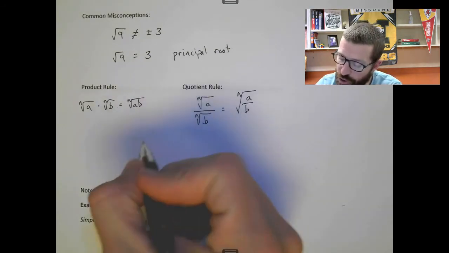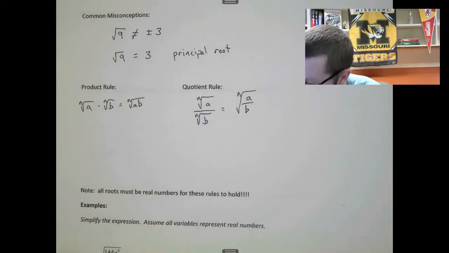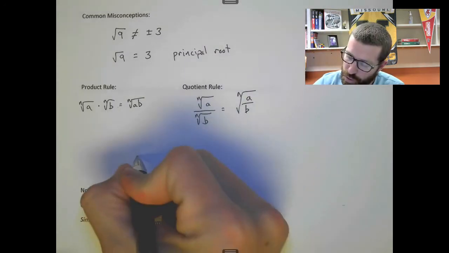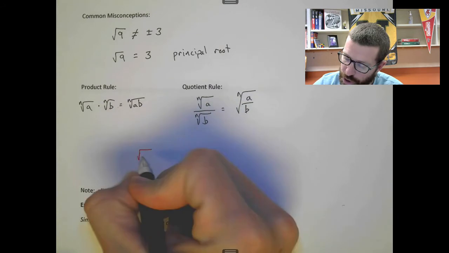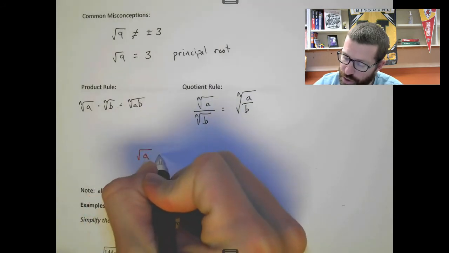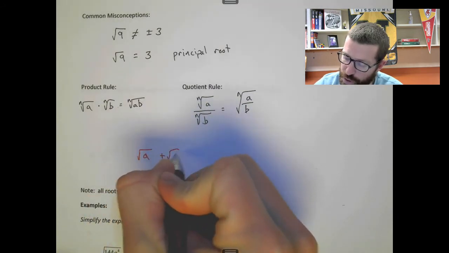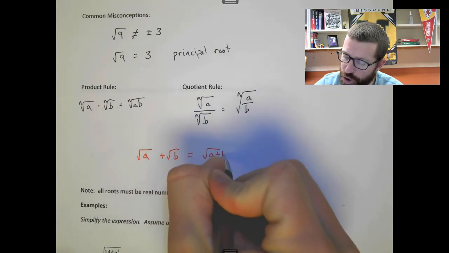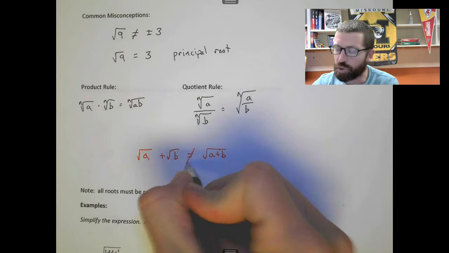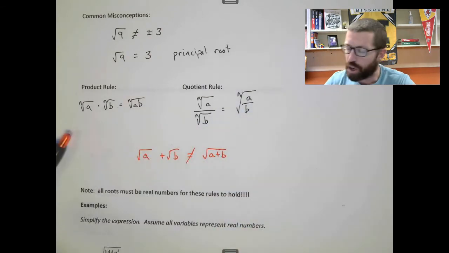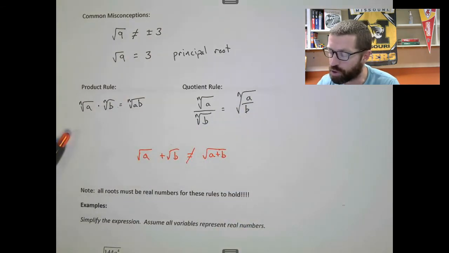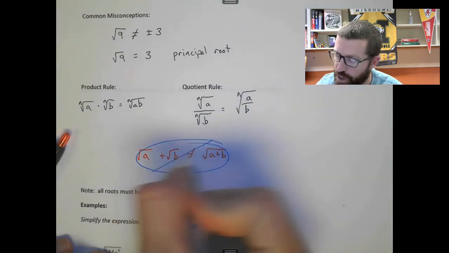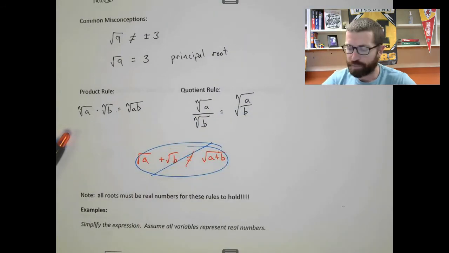One thing that is not true, so let's write it in red, is that the square root of A plus the square root of B is equal to the square root of A plus B. When you add and subtract, you have to combine like terms. This is not true. We'll put some KU colors on that so you know it's bad, but do not do that.